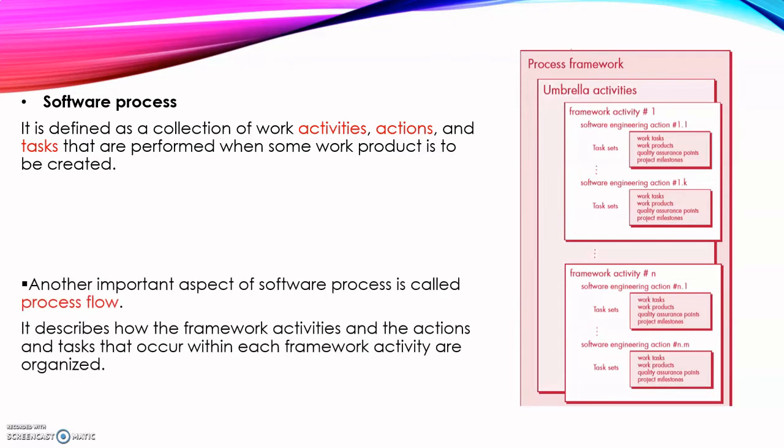Now, another important aspect of software process is called process flow. So let's see what is process flow. It is how the framework activity and the actions and tasks that occur within each framework activity are organized. I said software process is associated with 5 activities. What are they? Communication, planning, modeling, construction, and deployment. We'll see how these activities are arranged in a process. So let's move on to process flow.